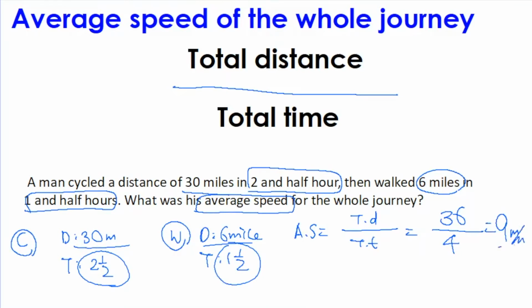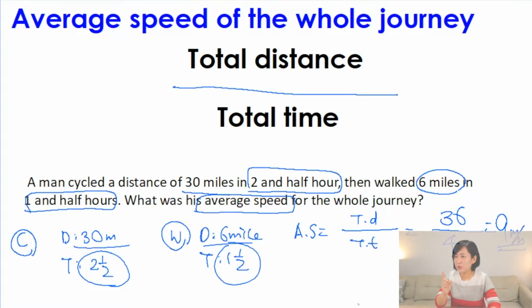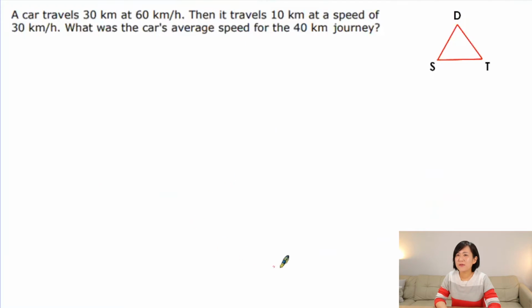This is how you calculate the average speed. Make sure you take the average speed of the entire journey, and also you need to find the total distance and the total time. When you read the question, try to identify your parts.